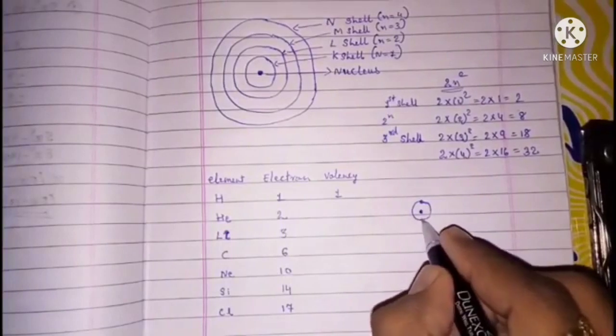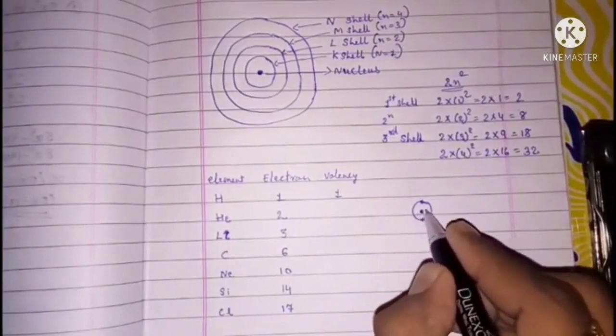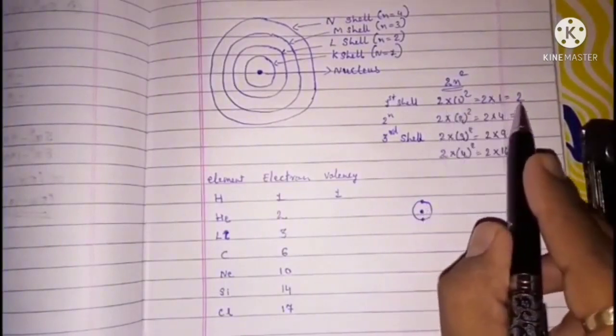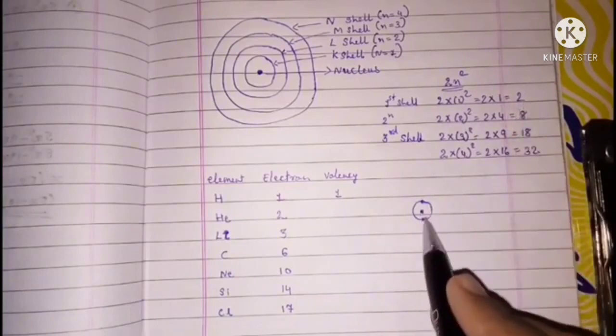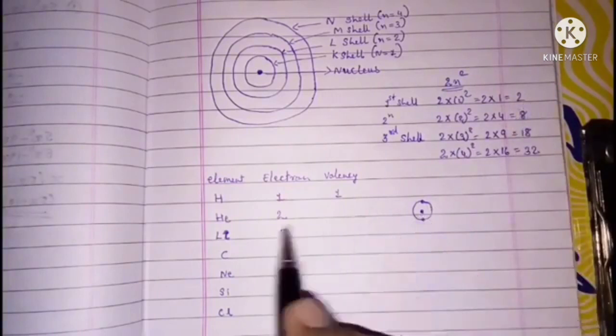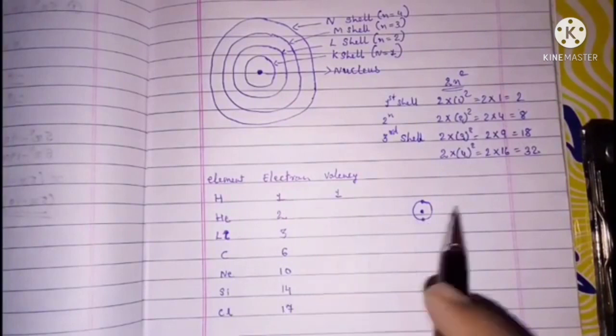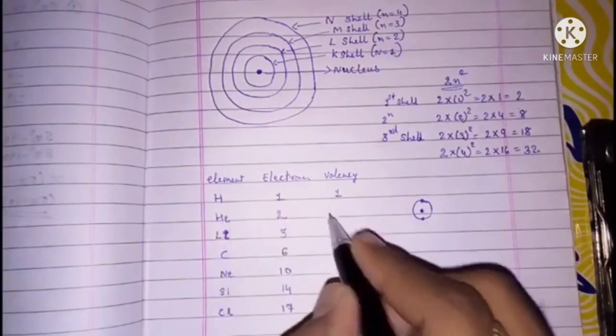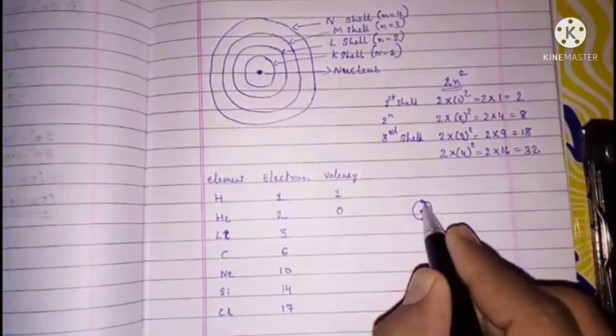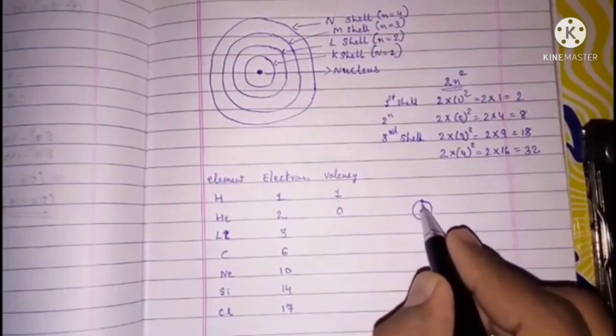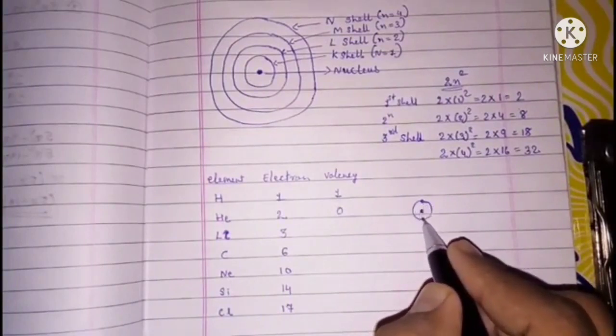What about helium? The atomic number of helium is 2. That means 2 electrons are there. Distribute these. Now, is the condition 2n square satisfied? Yes, 2 electrons in the first orbit. That means 0 valency. So, 0 valency for helium.